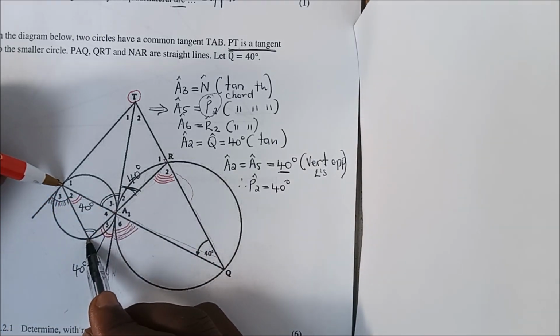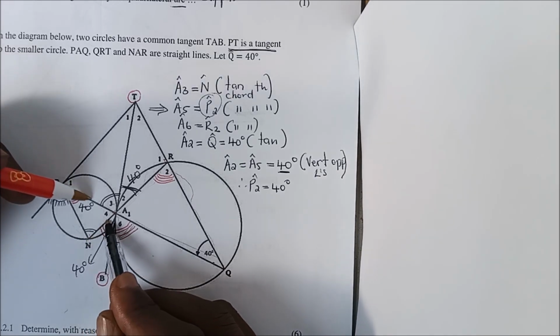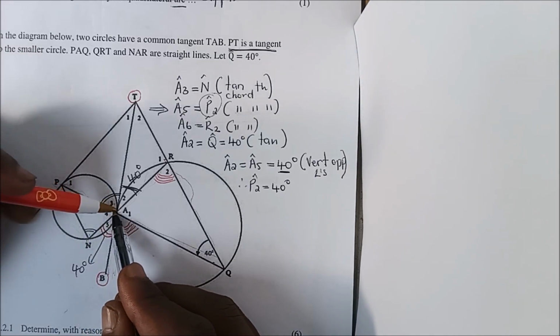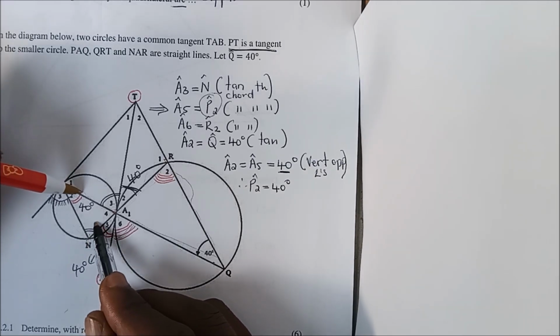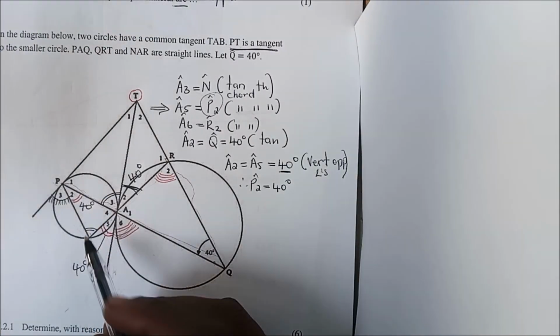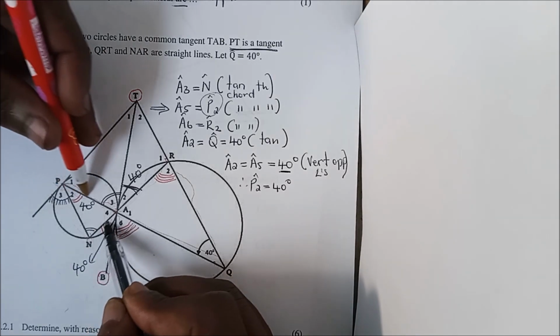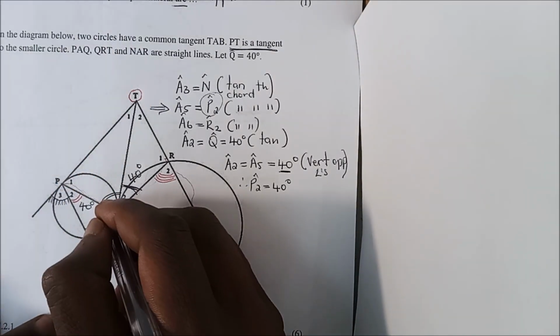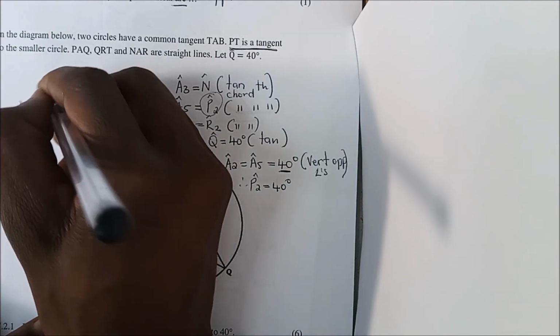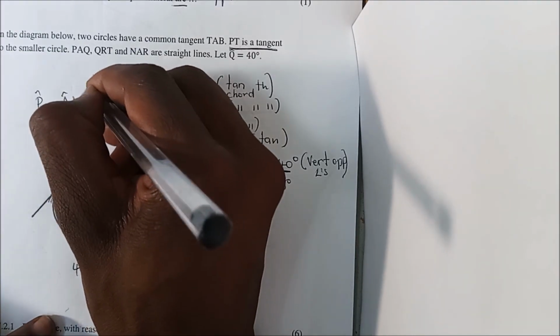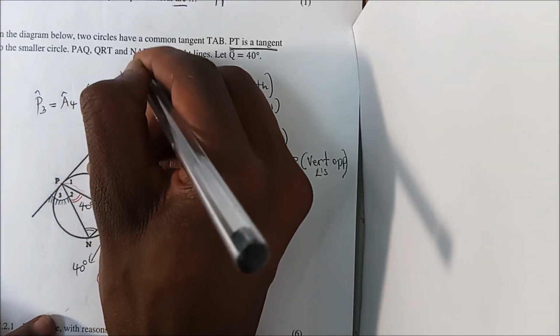So now what is the direction of the pens? The pens are going to A4. I don't know if you can see it. Remember, we are focusing on the small circle, so it must be at the circumference of the small circle. So here is our A4. We can also highlight the angle P3 equal angle A4. And then what will be the reason? The reason will be tan chord theorem.